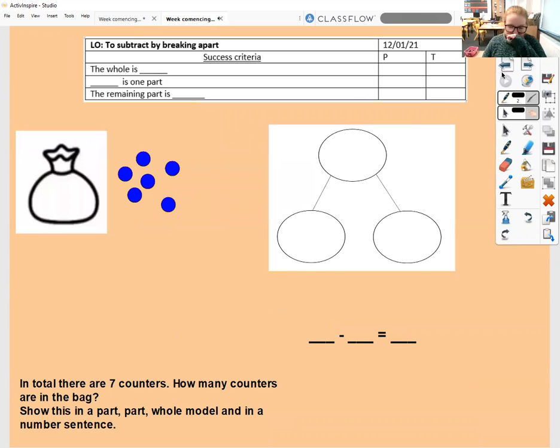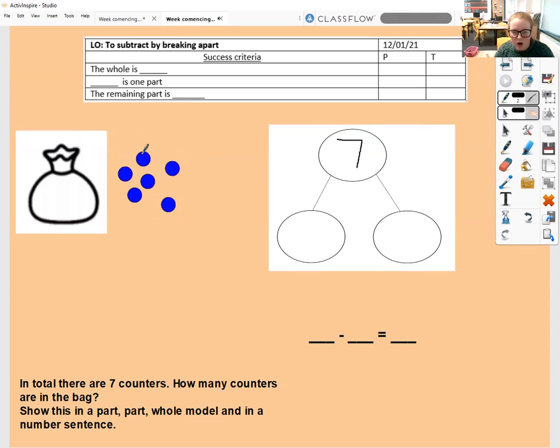Oh, and just a slightly different problem to look at. So this is a little bit trickier, this one. In total, there are 7 counters. How many counters are in the bag? So I know that my whole is 7. So we'll show it in a part-whole model and in a number sentence. 7 is my whole. I can see this many counters, so I know that one of my parts is this many.